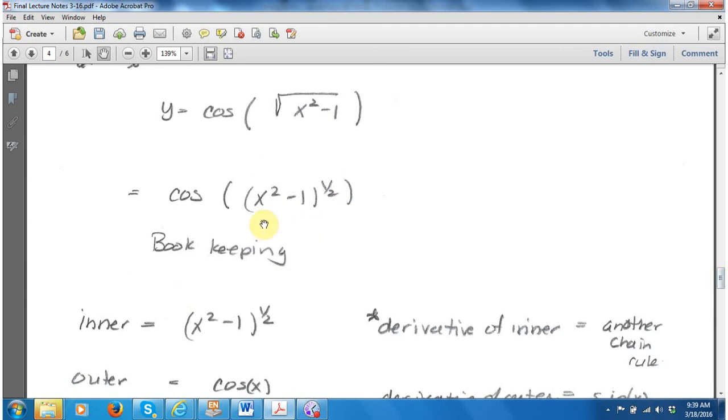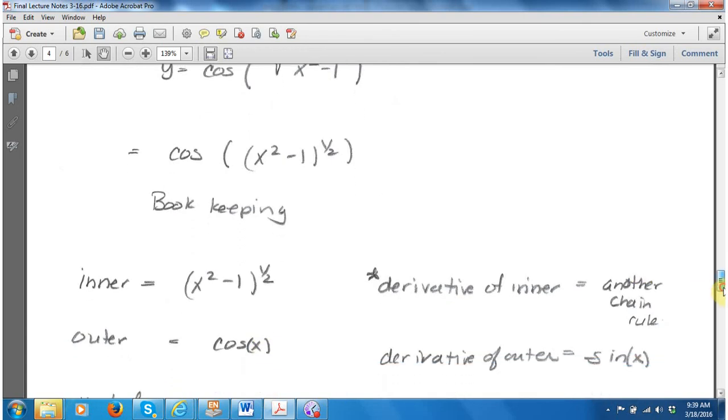So the inner function here is x squared minus 1 to the 1/2. And the outer function is found by covering this inner function up with your thumb and replacing your thumb with an x. So I get the outer function's cosine x. The derivative of the outer is simple. It's minus sine x. It's simple if you know it because it comes from a table.